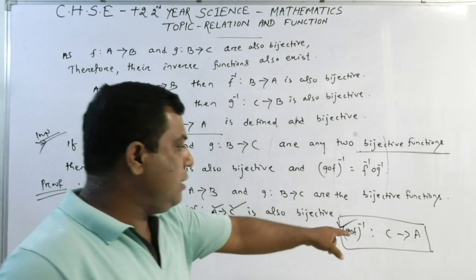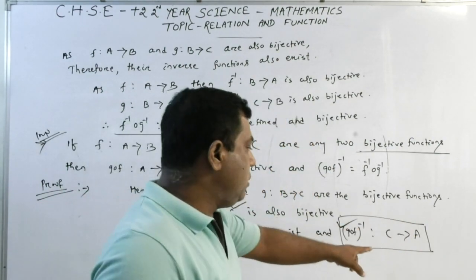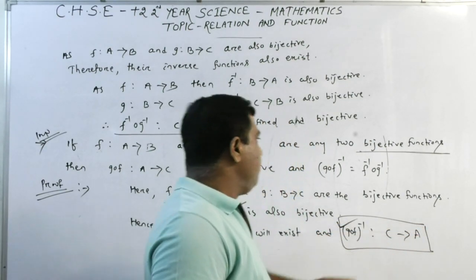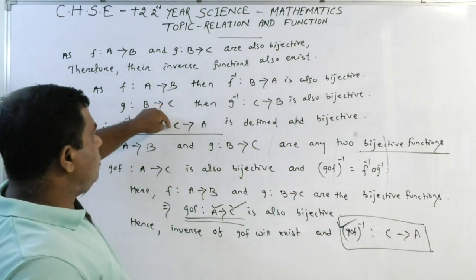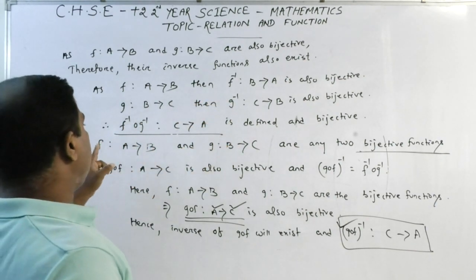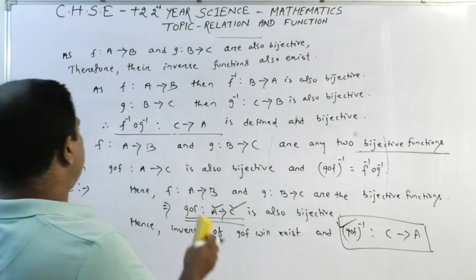Yes or no? It is from C to A. Means the domain of this function is C, the codomain is A. And here also the domain is C and codomain is A. Okay? So now we are able to define these two functions.